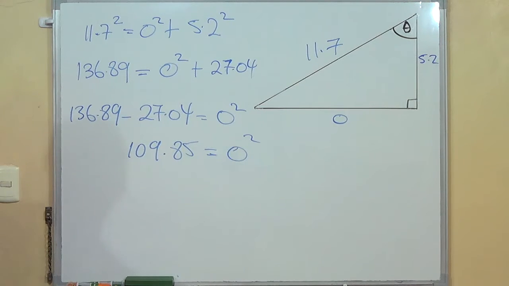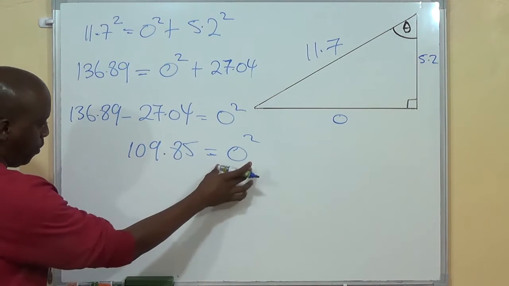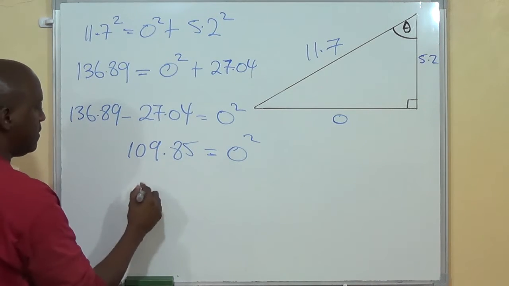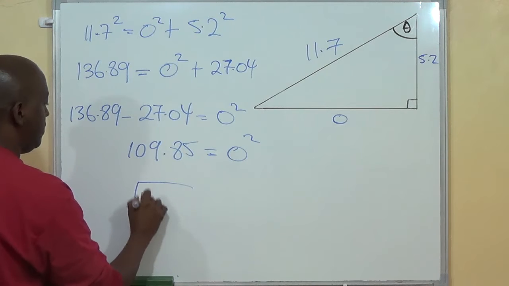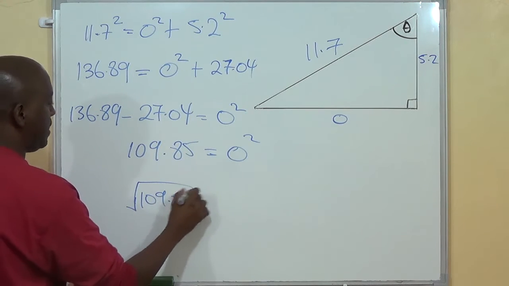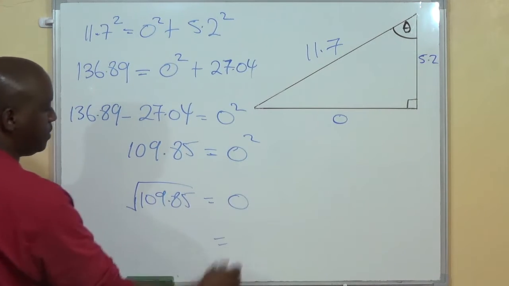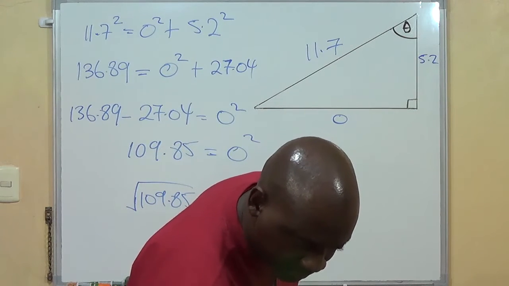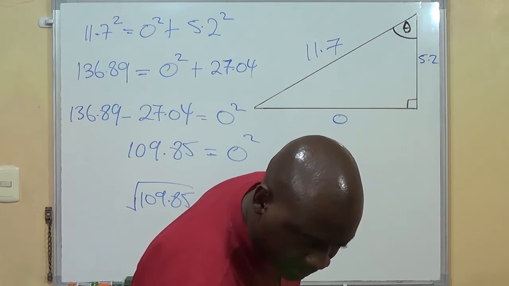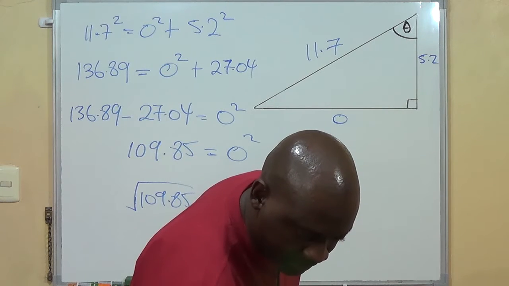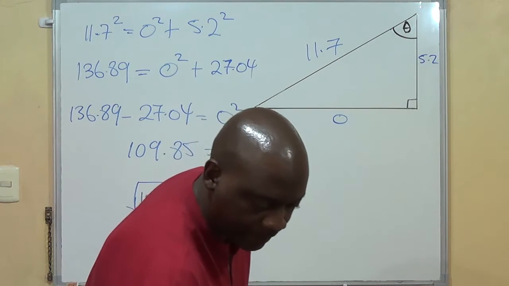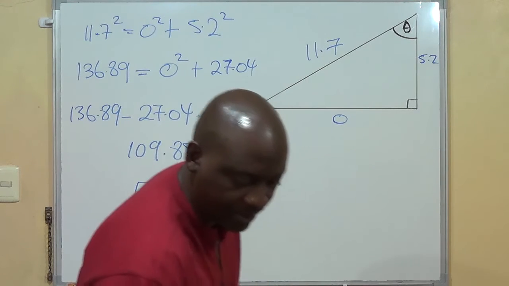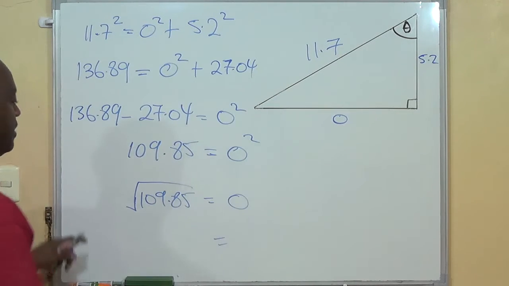So O now, which is the length of the opposite side, will just be the square root of this. So the square root of 109.85 is equal to O, which is equal to, let us guess, 10.48, which is equal to 10.5.